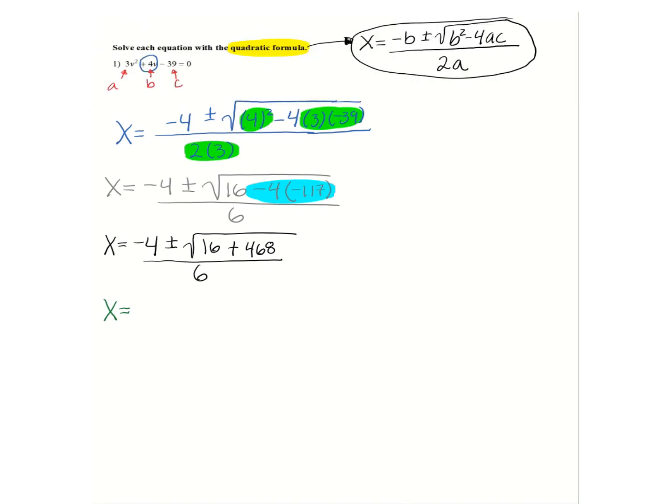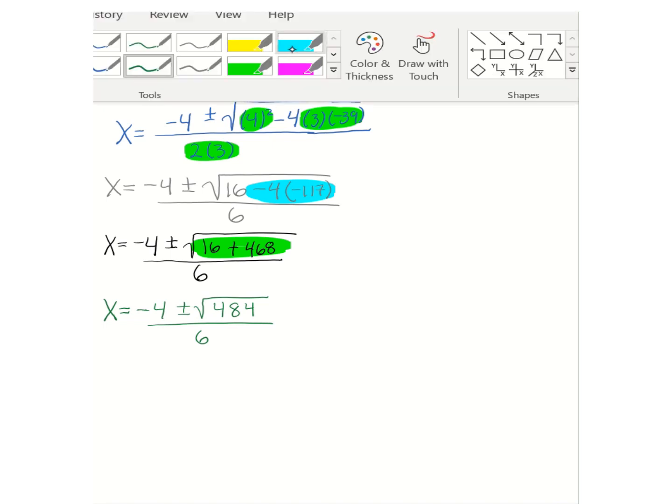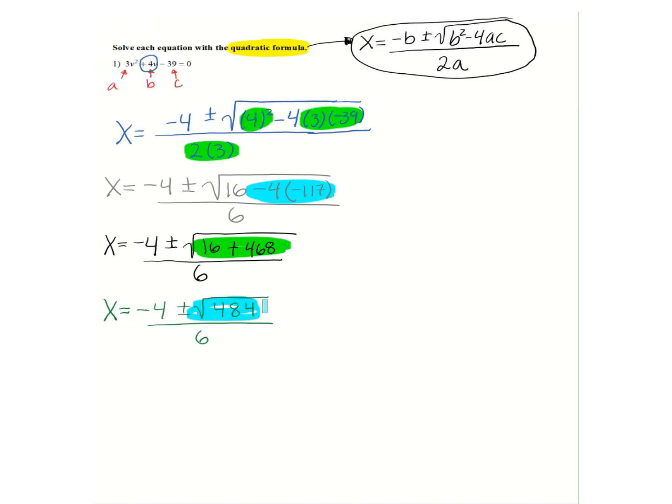We're going to stick to our radical. We're going to simplify our radical before we continue with the outside of the radical. So we will do the addition inside the radical now. So that would be negative 4 plus and minus the square root of 484. If I add 16 and 468, I get 484. Then we're going to proceed and take the square root of what's inside our radical, which is called the radicand.